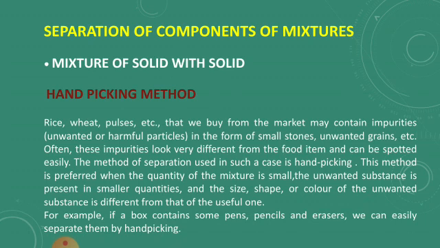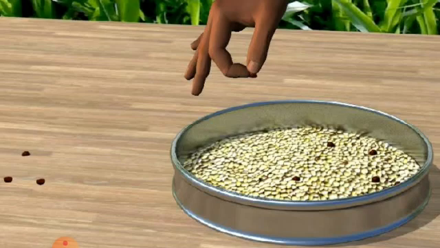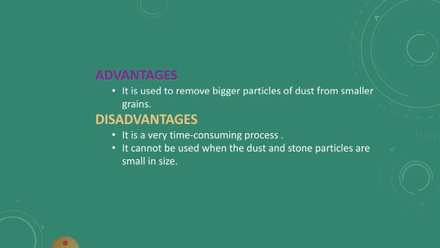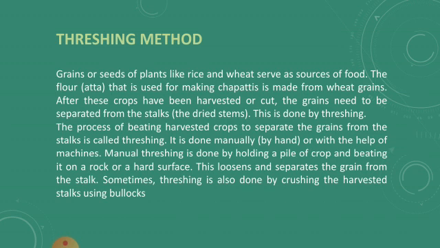For example, a box contains some pens, pencils and erasers. We can easily separate them by the hand picking method. So all are able to understand this method? Okay. This is the hand picking method. So then, advantage: it is used to remove bigger particles of dust from smaller grain. Next one, disadvantage: it is a very time consuming process. It cannot be used when the dust and stone particles are small in size. So all are able to understand this hand picking method, advantages and disadvantages? Okay, now move on to the next one.